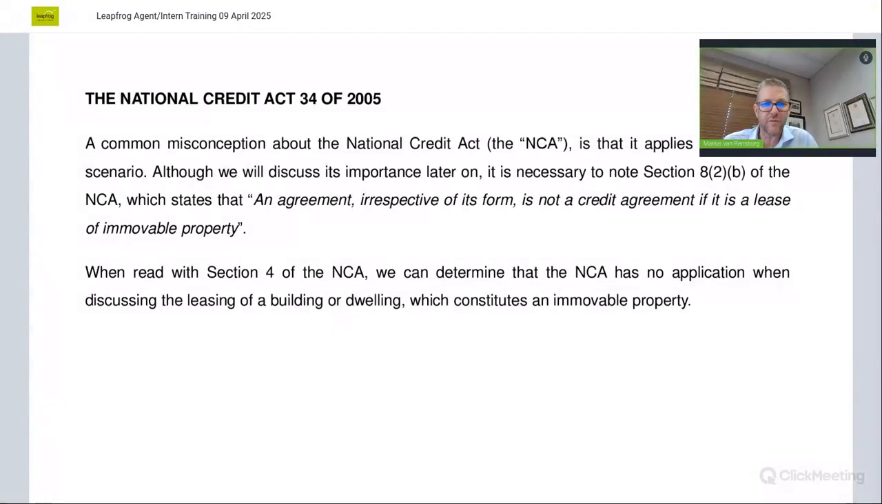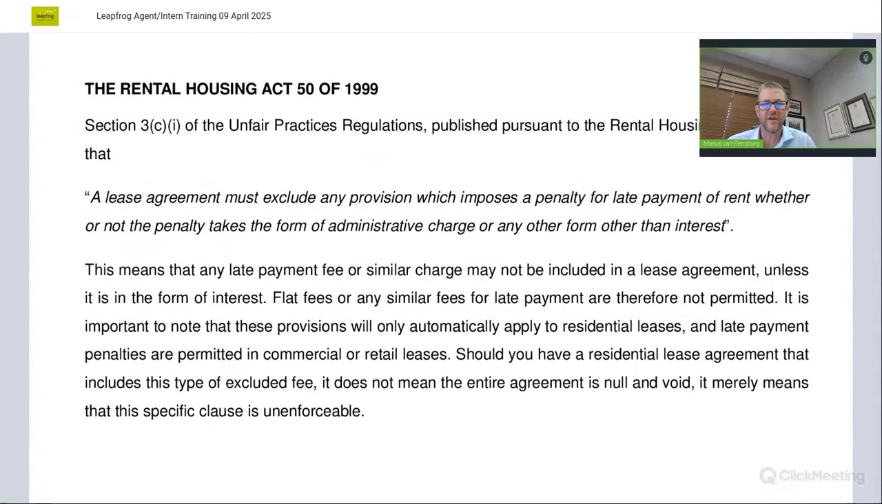But does it help us? Well, it will help us, and I'll show you in a slide or two coming up. So just understand that the lease agreement is not a credit agreement, and therefore the provisions around interest rates in terms of the NCA don't apply. We do also have the Rental Housing Act, which has its say about this issue. To be more precise, it's the Unfair Practice Regulations, which are published pursuant to the Rental Housing Act.